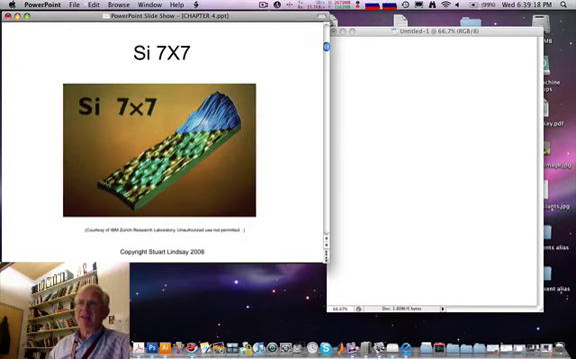So from line scans like this, IBM, in particular Gerd Binnig and Heini Rohrer, managed to image the surface of a very clean silicon 111 wafer. It turns out that when this is cleaned and heated and annealed in ultra-high vacuum, it reconstructs into a very complex arrangement of surface atoms that was called the 7x7 because of the symmetry of the diffraction pattern, but the structure of which was not known. So in these STM scans, they managed to image the unit cell of the silicon 7x7.